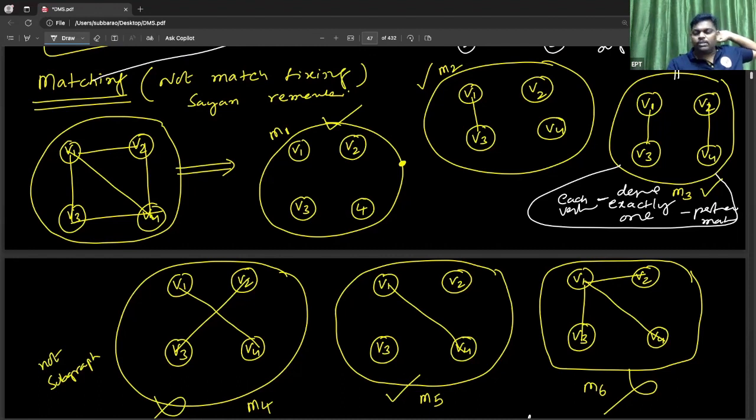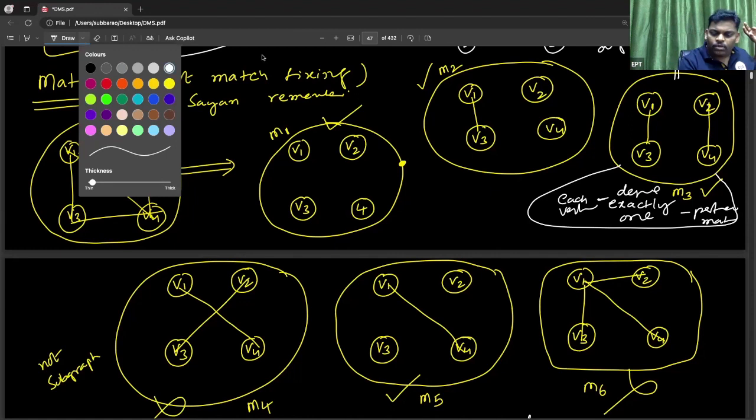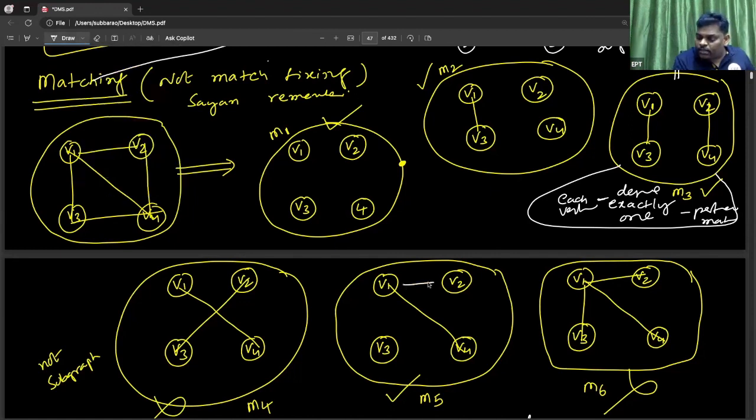Is it maximal matching, or can I add one more edge without violating the matching property? If you add one more, can you see this one? If you add like this, it will become degree 2. You may say that, sir, I will add like this.